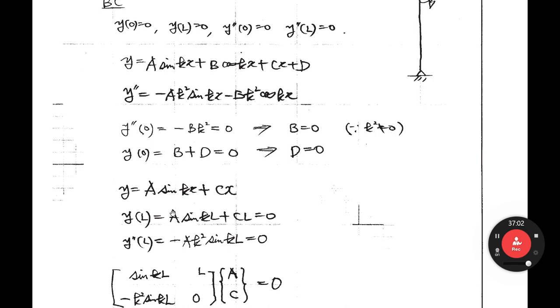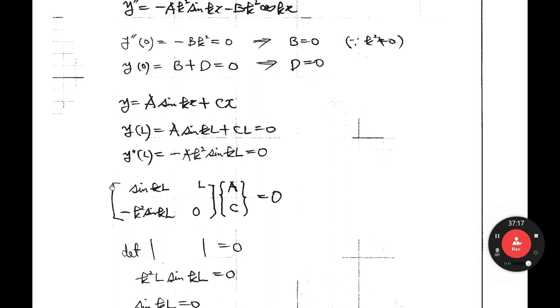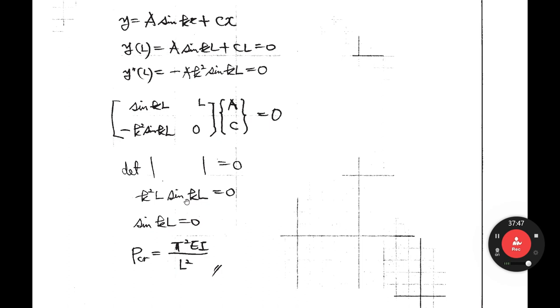So y(L) equals A sine kL plus CL equals 0. y''(L) is A and C, then sine kL and minus k squared. A and C are not 0. If A is 0 and C is 0, there is no deflection. Then we cannot solve this problem. So this determinant should be 0 in order to satisfy this equation. Then k squared L sine kL equals 0. k squared is not 0 because P is not 0. L is not 0. So sine kL equals 0. We have the same equation compared to the second order differential equation like that. Okay? So you get the picture.